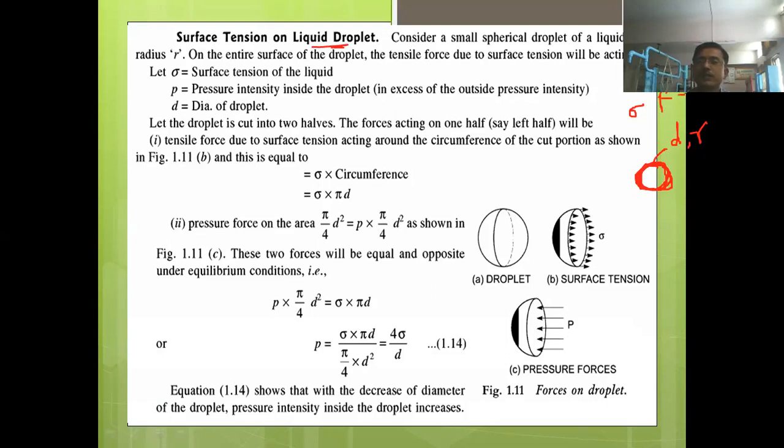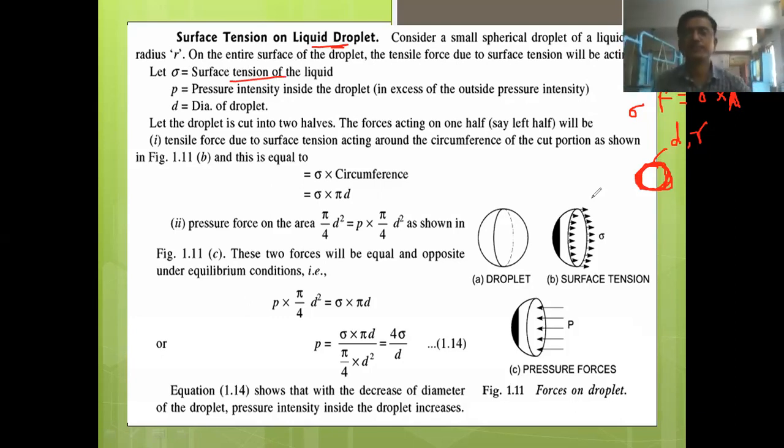So the tensile force can be written as F is equal to sigma into surface area, or the circumference of the circle. Now here, let sigma be the surface tension of the liquid. Then what is going to happen? In the previous lecture, I told you that any kind of liquid droplet tries to minimize its surface area. It wants to become smaller in size. It tries to reduce the surface area as much as it can, because of surface tension.